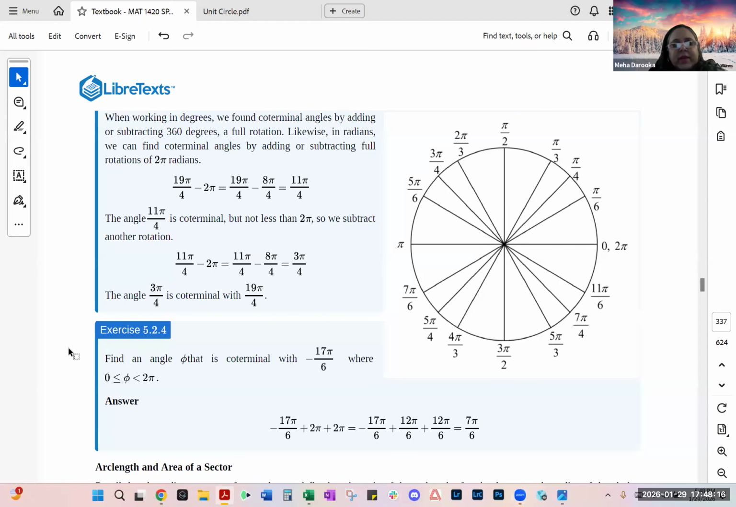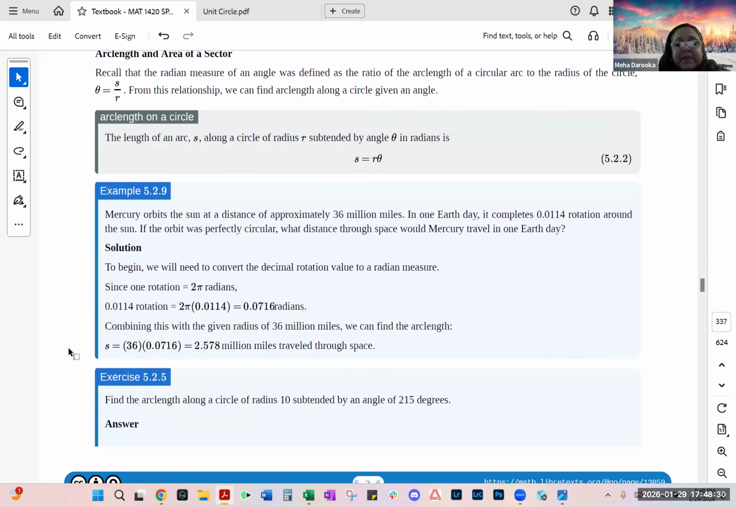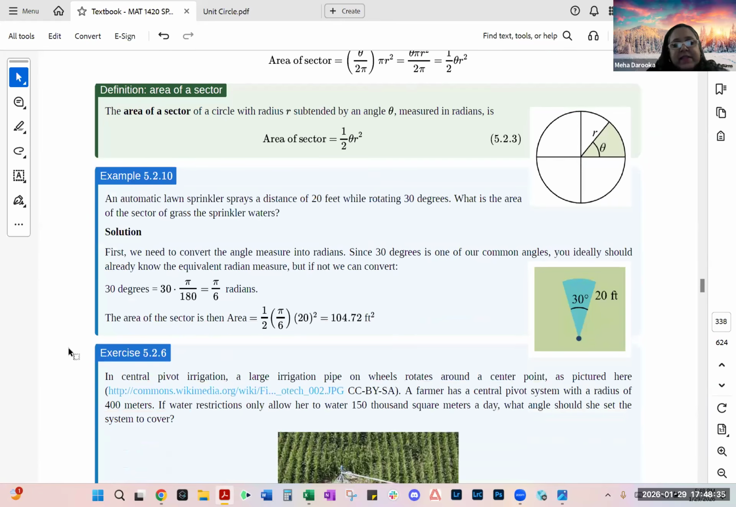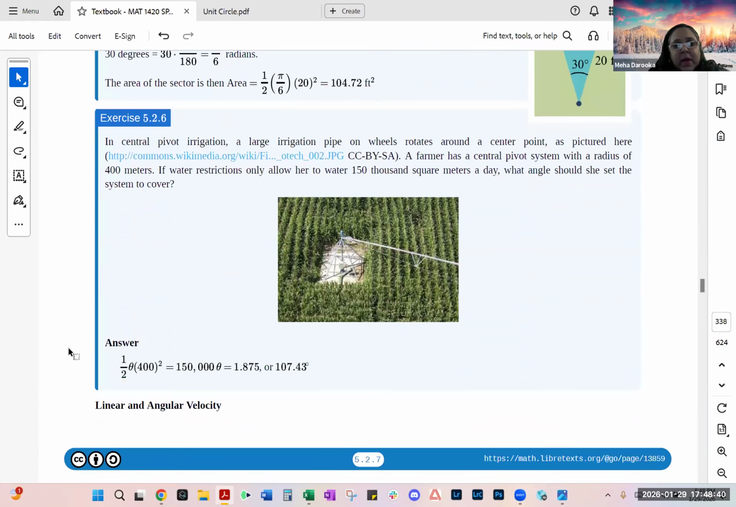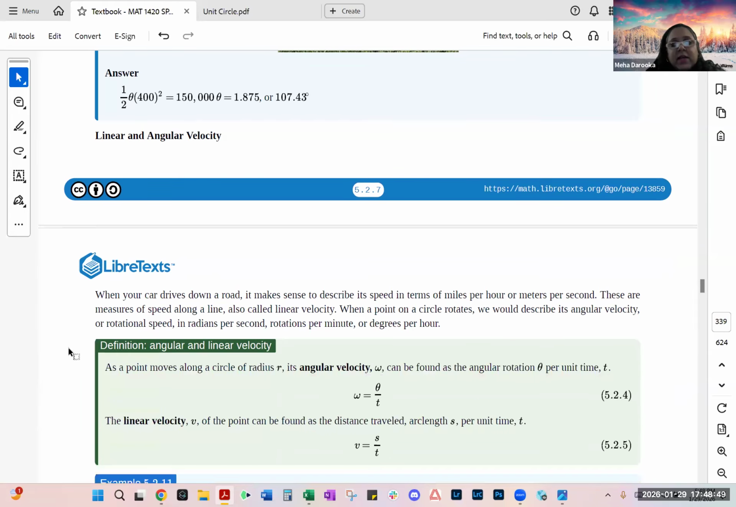So just to do a quick recap, one of the last things that we had talked about in section 1.2, or as your textbook has it labeled as 5.2, we talked about the length of an arc, or the arc length of a circle. And then building up on that, we had talked about how to find the area of a sector. And that's kind of where we had stopped at the end. So continuing with that same discussion, we're going to talk about linear and angular velocity.